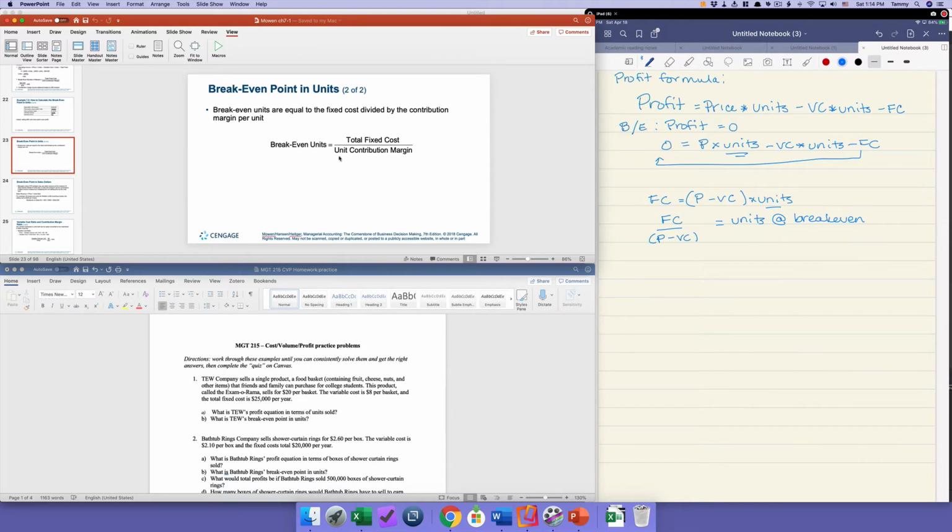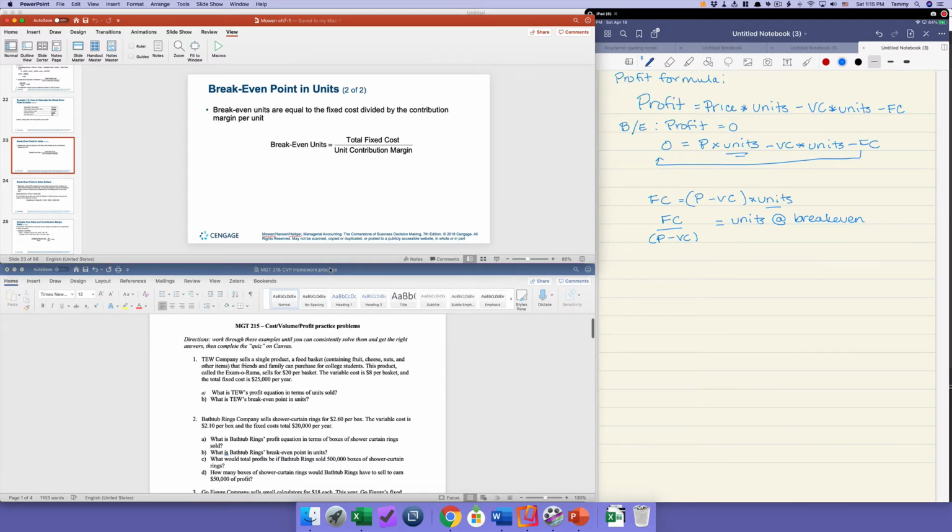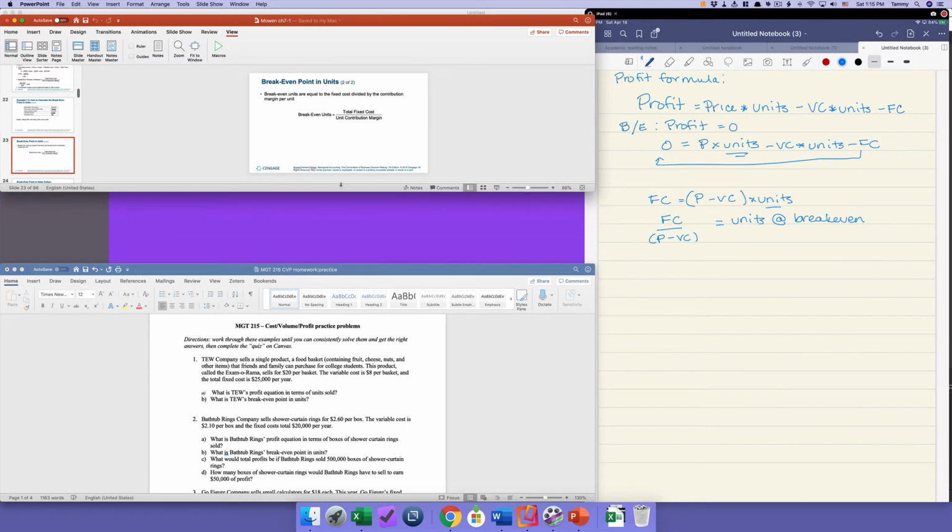That is basically how you derive this little formula here. So we now have what we need to go ahead and start with the homework here. Let's make this a little smaller.